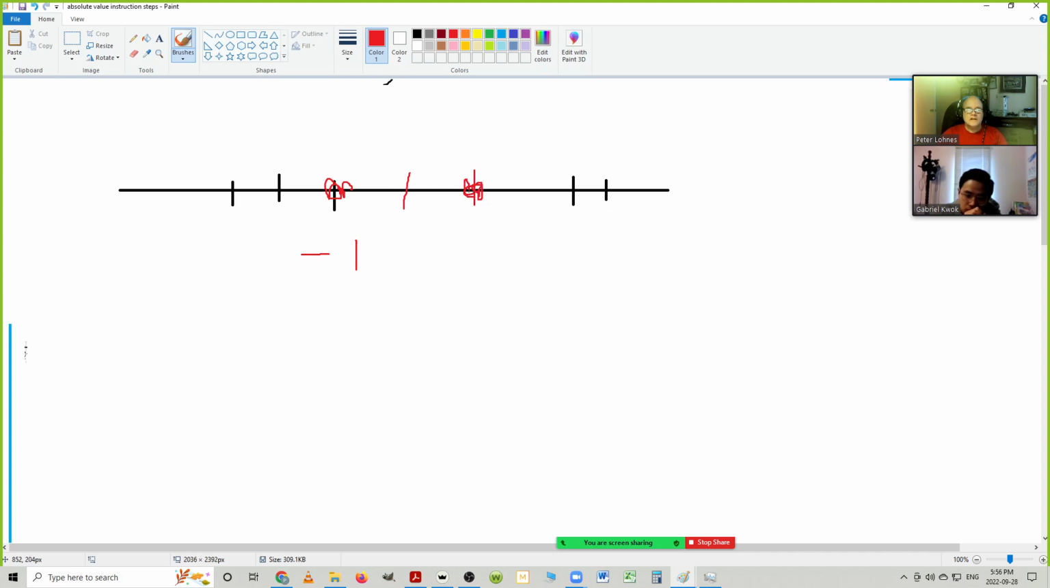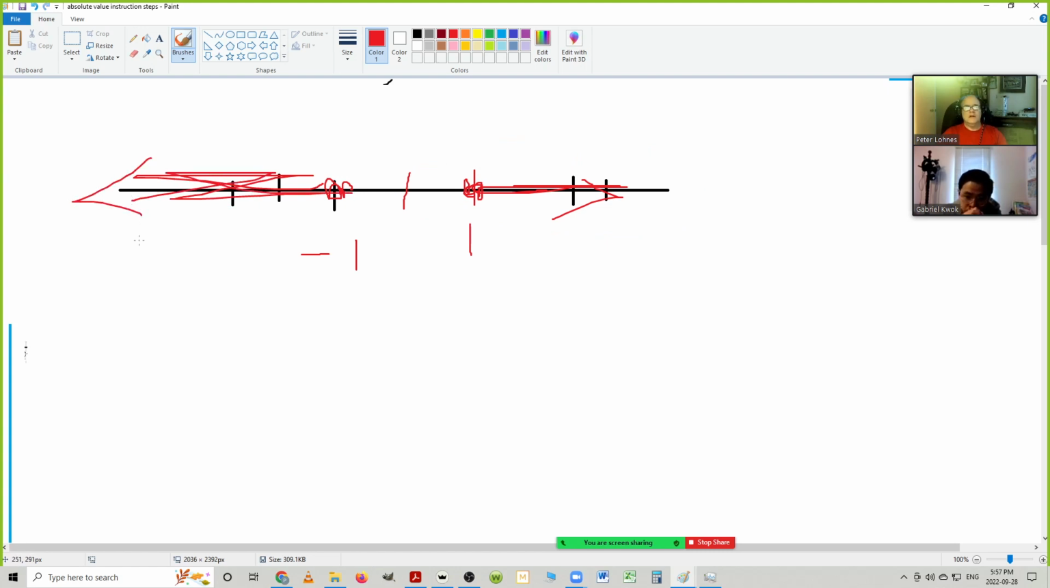Hang on. That's supposed to be a solid circle. By the way, you can never have something that's going this way and then another one that's joining it somehow. It just doesn't work.